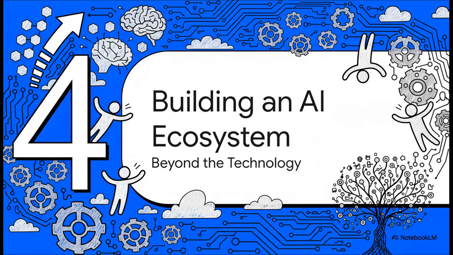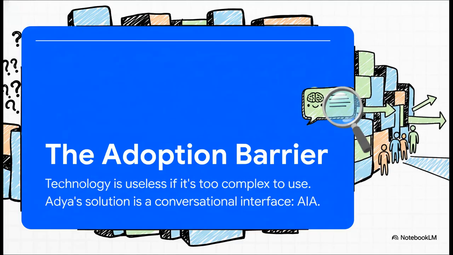Now look, having game-changing technology is one thing, but getting people to actually use it, that is a completely different ballgame. And this is where the Adya story shifts from being just about tech to being about building an entire AI ecosystem. You know, the biggest hurdle for any powerful new tech is always the adoption barrier. I mean, if it's too complex, it's basically useless because no one will touch it.